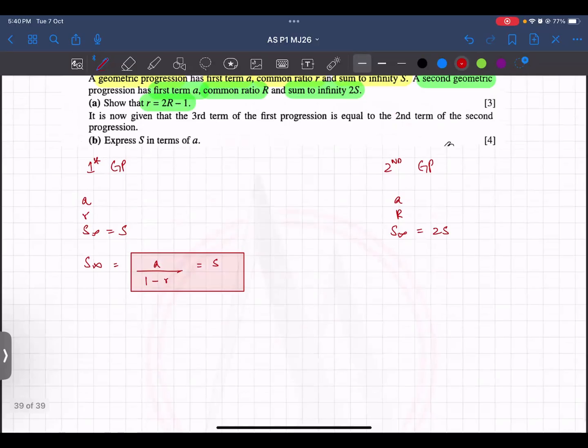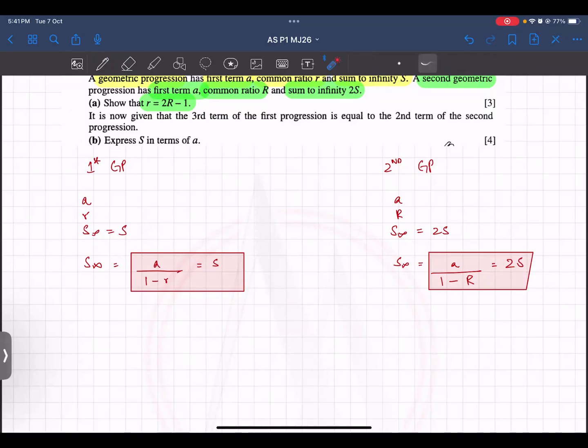And now the sum to infinity over here is equal to A upon 1 minus capital R, because the common ratio for the second GP is capital R. And we know that the sum to infinity of the second GP is 2S, 2 times S. So we have the second equation as well. And now what would we do? They're asking you to get another equation: find small r is equal to 2 times capital R minus 1. So we would definitely solve them simultaneously.